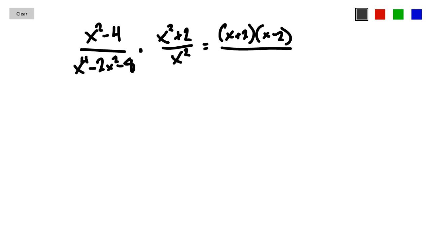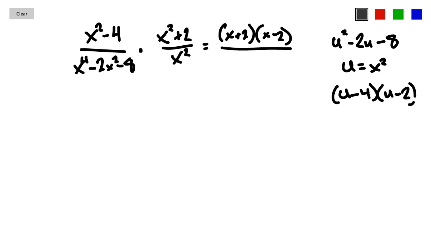And on the bottom I have an equation of quadratic type. So I have u squared minus 2u minus 8, where u is equal to x squared. And then this quadratic type equation factors into (u minus 4) times (u plus 2). And if I substitute x squared back in for u, I end up getting this on the bottom. So I've got x squared minus 4. Excuse me, this is a plus 2, because when they multiply together, I get a negative 8. So I got (x squared minus 4) times (x squared plus 2).